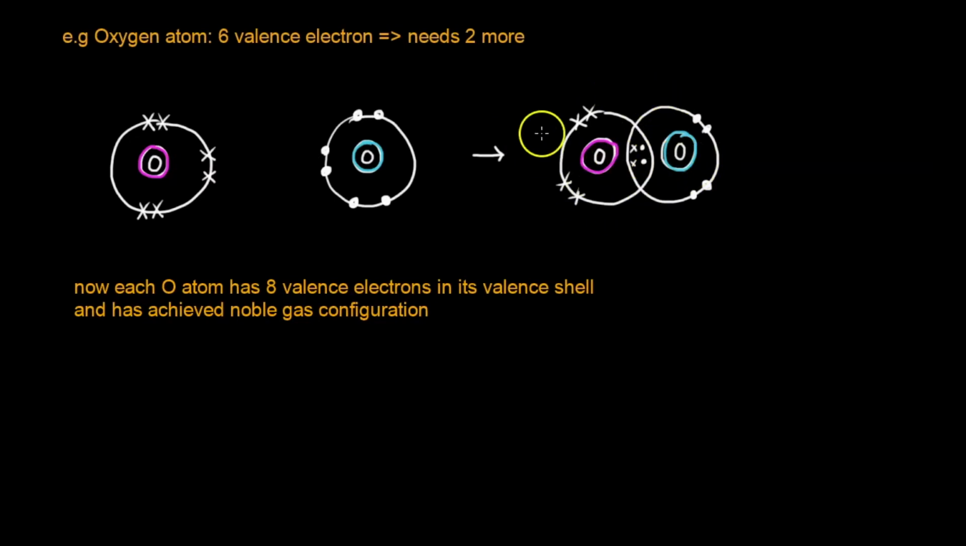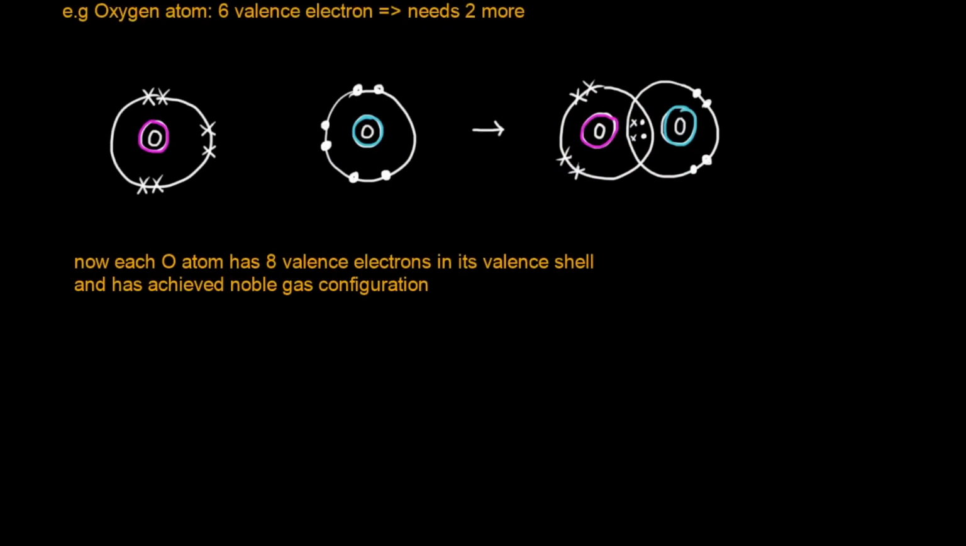So individually, the O atoms have 8 valence electrons in their valence shell now, and have achieved noble gas configuration, which is what we want, 8 valence electrons. So it's very important to note that we're talking about the individual atoms and not the whole, because as the whole, we have how many electrons? 1, 2, 3, 4, 5, 6, 7, 8, 9, 10, 11, 12. So this is 12 electrons. It's not in the noble gas configuration that we want, right? We want 8 only. So we are talking about 1 individual atom only.